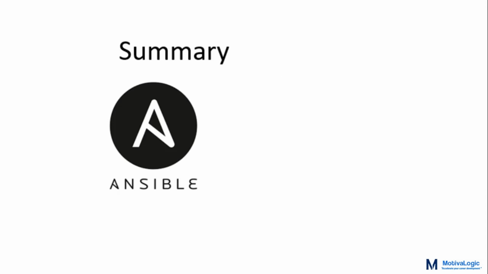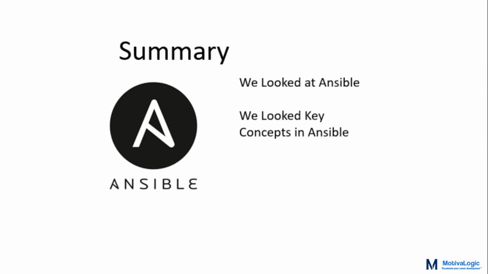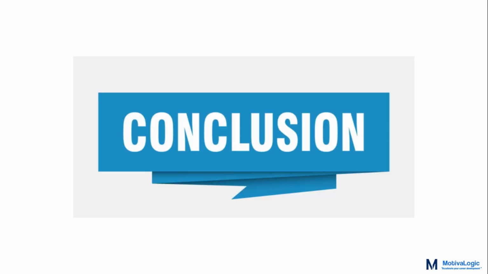In recap, in this lesson, we looked at Ansible, an open-source automation platform that is used for configuration management, application deployment, and task automation. We looked at key concepts in Ansible. And we looked at best practices for Ansible, such as organizing playbooks using roles, using variables and defaults, ensuring idempotence, and using Ansible Vault for secrets.